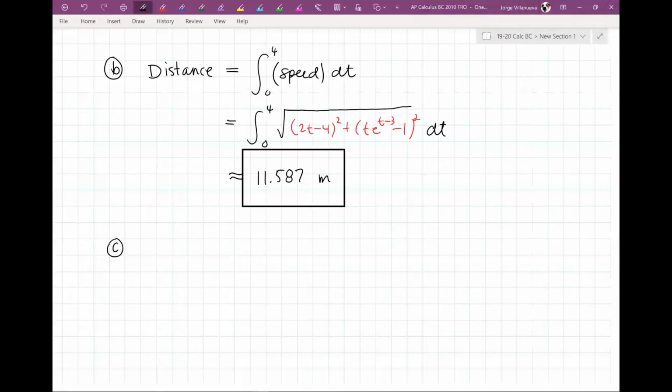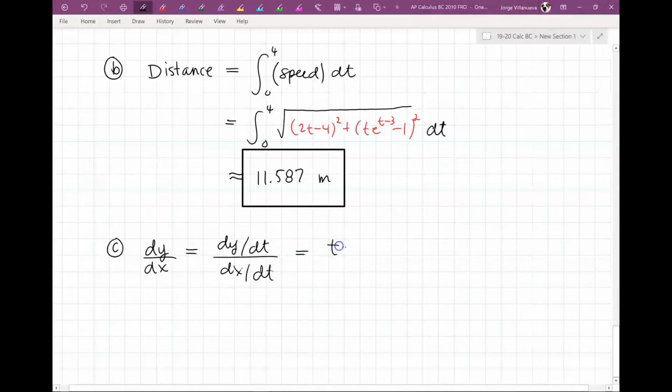So the way we find out if the line tangent to the particle is horizontal is by taking a derivative, right? So dy/dx. Now, since we have parametric equations, that means this is dy/dt over dx/dt. Now, we already know what dy/dt is. dy/dt is t e^(t-3) minus 1, divided by the derivative of x, which we did earlier. That's 2t minus 4.